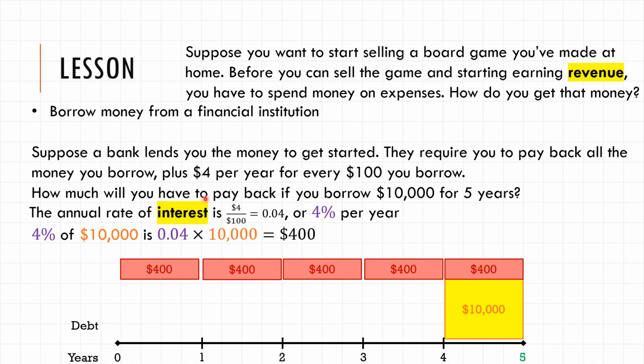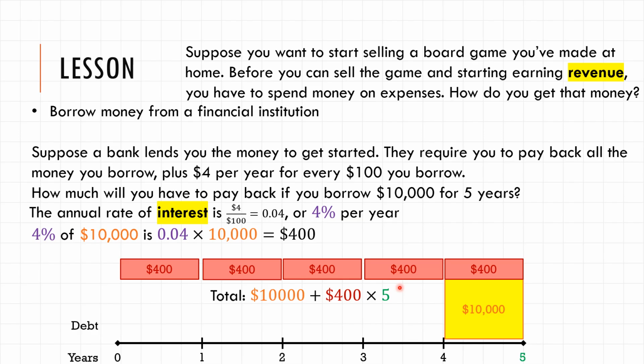In total, how much do you need to pay back to this bank? Well, you need to pay back the original amount that you borrowed, plus the fee. And the fee is $400 times 5, because it was for 5 years that you borrowed this money. The total would then be $12,000. So $2,000 in interest and $10,000 in principal. That is the amount that you borrowed to get started. How did we calculate $12,000?